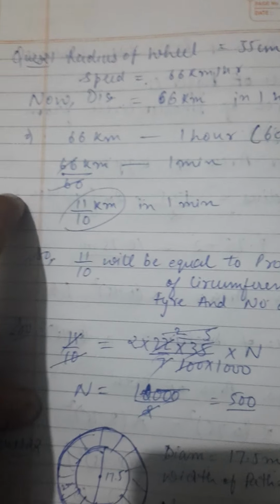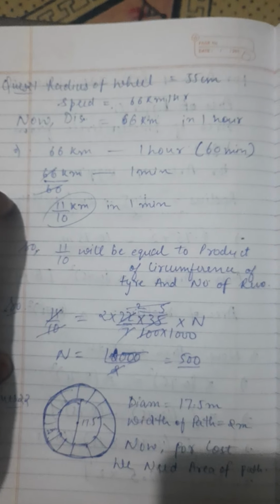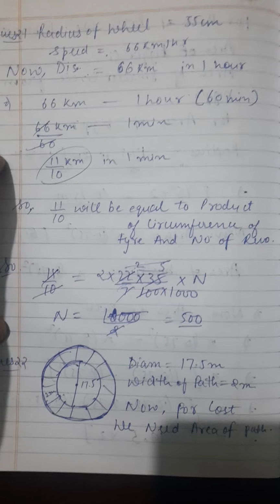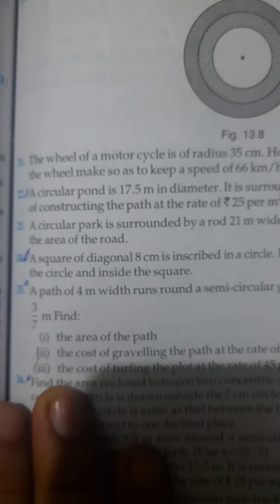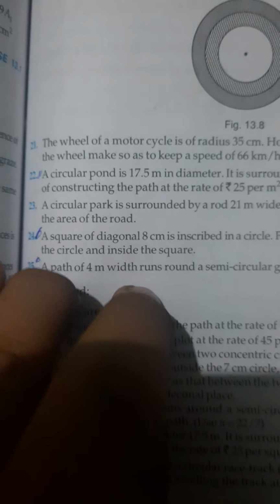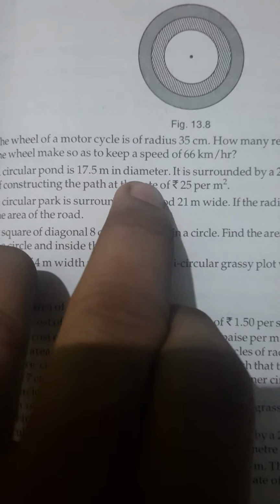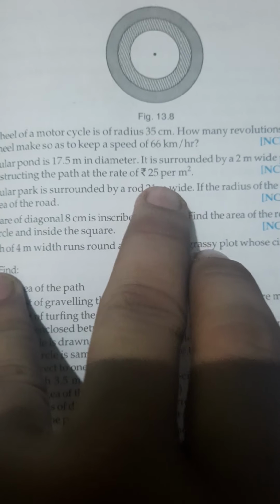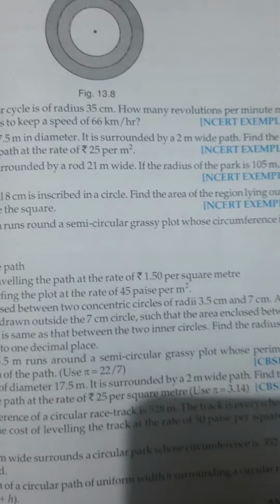per hour. So here we are done with question number 21, and now we shall move forward to question number 22. Here's question number 22. This is saying that a circular pond is 17.5 meter in diameter. It is surrounded by a 2 meter wide path. We need to find the cost of constructing the path at the rate of rupees 25 per meter square.